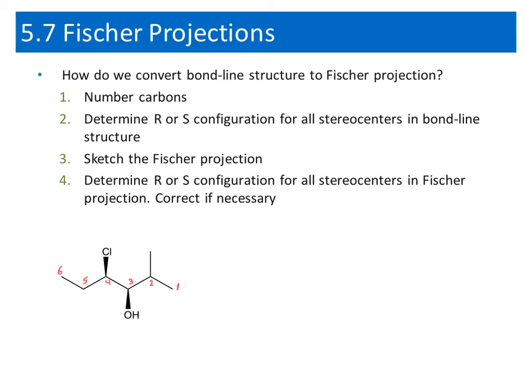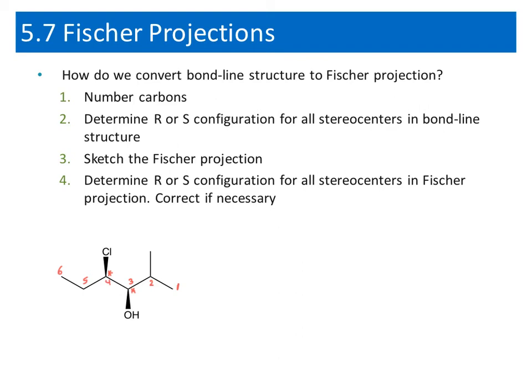And then identify the chirality center and determine the R and S configuration. So this carbon right here is the stereogenic center. This carbon right here is the stereogenic center. They both have 4 different groups attached to them. Now let's determine the R and S configuration here.